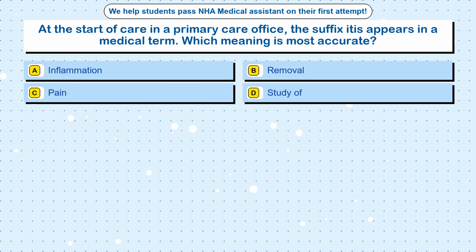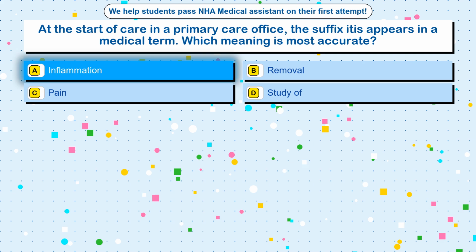Question 73. At the start of care in a primary care office, the suffix itis appears in a medical term. Which meaning is most accurate? Option A. Inflammation. Option B. Removal. Option C. Pain. Option D. Study of. The correct answer is option A.